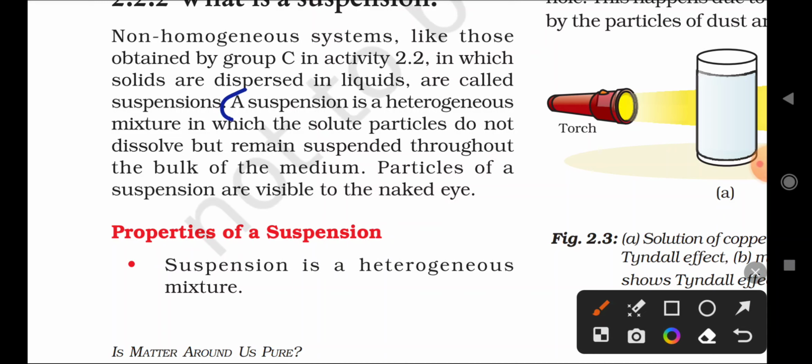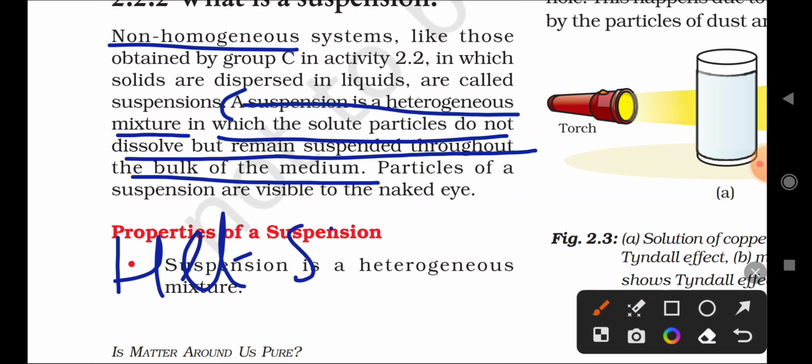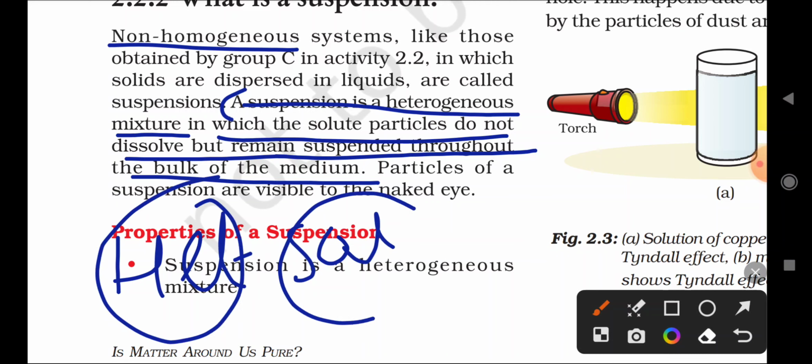First, we already know what suspension is. Suspension is non-homogeneous, that means it is heterogeneous, correct? Suspension is a heterogeneous mixture in which solute particles do not dissolve but remain suspended throughout the bulk of the medium. Very simple definition. The solute particles do not dissolve completely, and these particles of suspensions are visible to the naked eye.